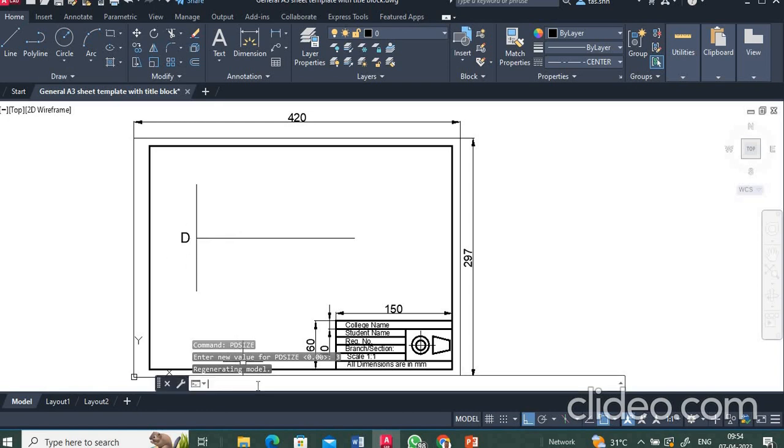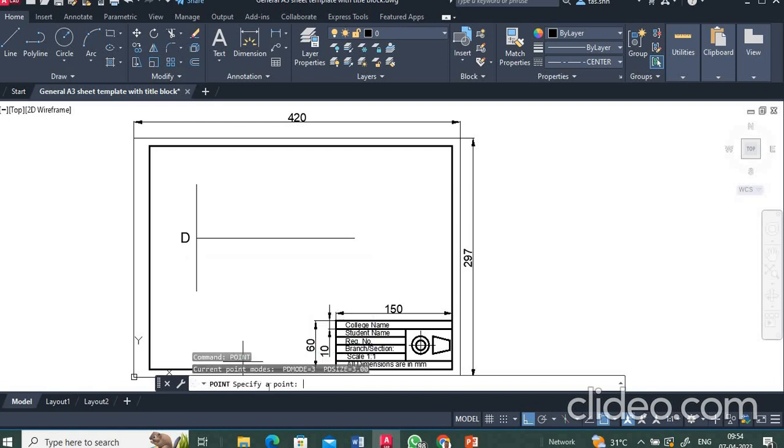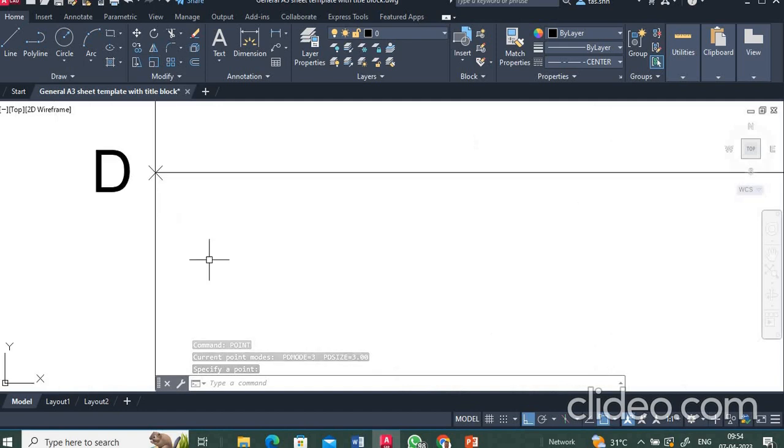Now give point. Specify a new point. You can select this one. Okay, now a point is being created here at the junction. Now I am going to copy this point which I have created, and move it for that given focus distance, the DF distance.